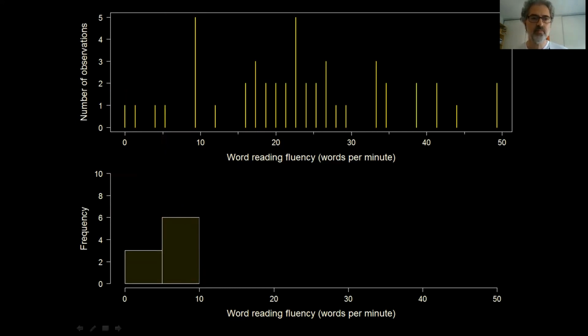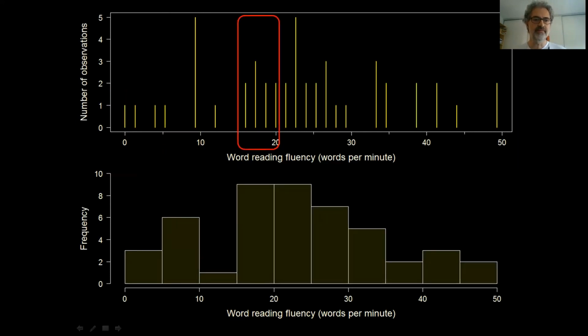And so the next one would be between 10 and 15. We have only one child with a rate of between 10 and 15 words per minute. So this is at 1. We have 2 plus 3 plus 2 plus 2. That is 9 values in the range between 15 and 20, and so on.